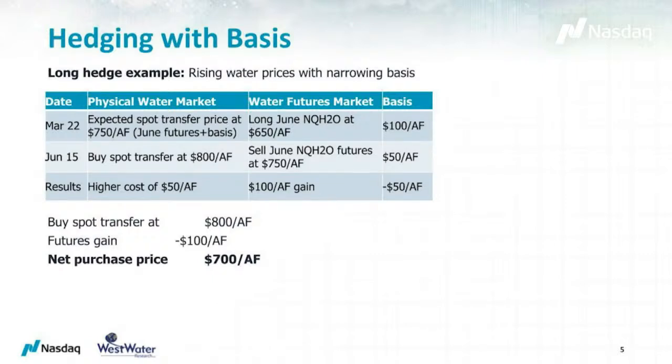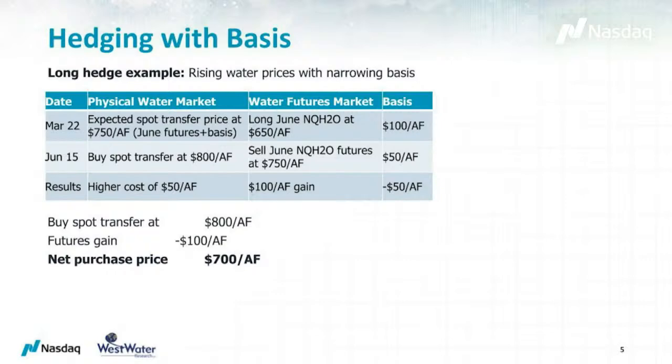Now that almond grower says to themselves, well, $750 an acre foot for water is very expensive. It's going to be a tough year no matter what, but I can't have the risk that that price moves even higher on me. So they choose to buy those June water futures at $650 an acre foot. They take a long position to hedge that exposure.